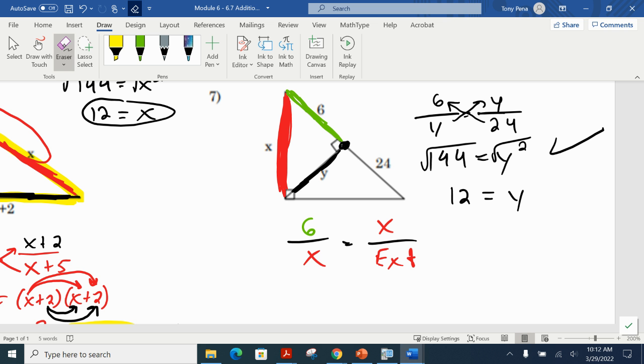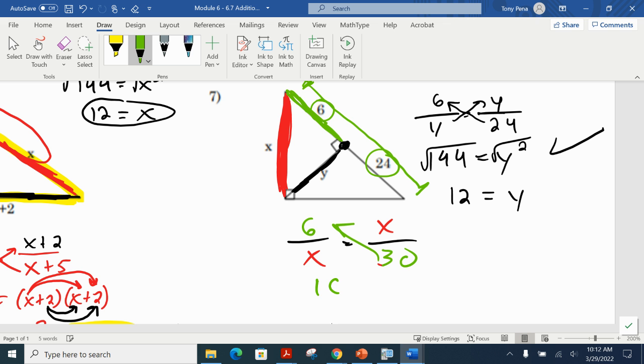And then Sarah, what's the other length then here? Good. The entire hypotenuse. So this entire length from here all the way to here, which is the sum of the 6 and the 24 together. Okay.